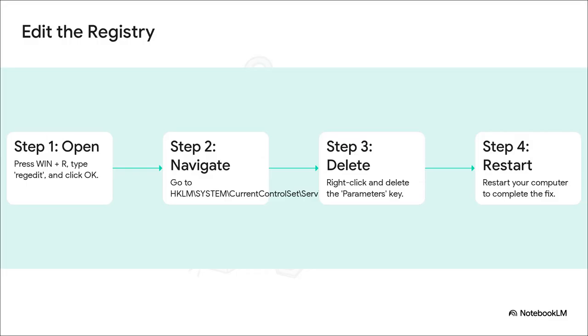All right, this is our final advanced fix, and it involves editing the registry. So again, please be super careful here. Open the Run box with Windows key and R and type regedit. In the editor, you'll see folders on the left. You need to navigate down through them to this exact path. Once you get there, find the key called Parameters, right-click on it, and select Delete. After you've done that, give your computer one last restart.